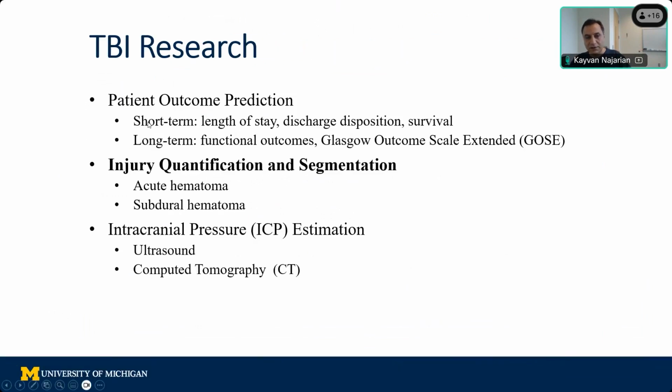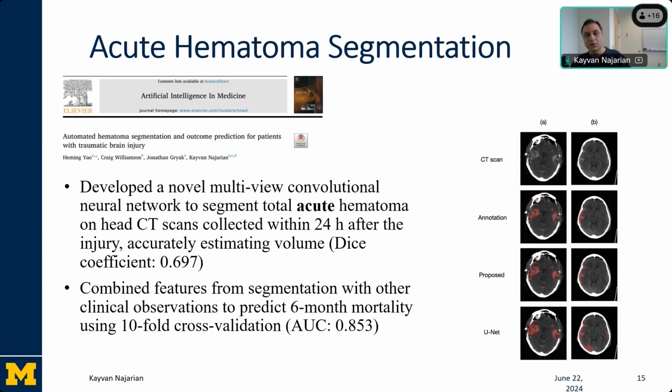So we talked about short and long-term outcome. Let's talk about quantitative assessment of the injury. The first thing is assessment of acute hematoma and segmentation of that. We created image processing AI techniques to look at the CT of the person and, in an automated fashion, identify where the hematoma is.